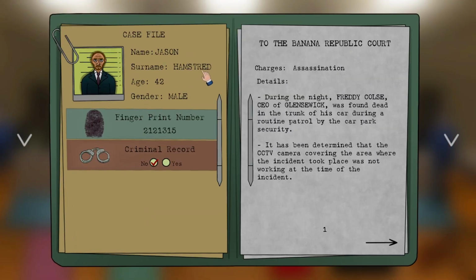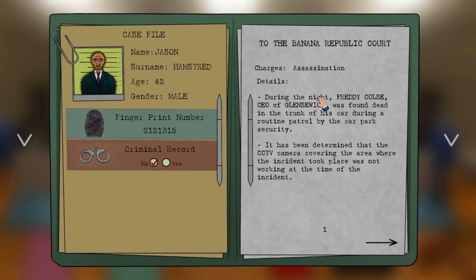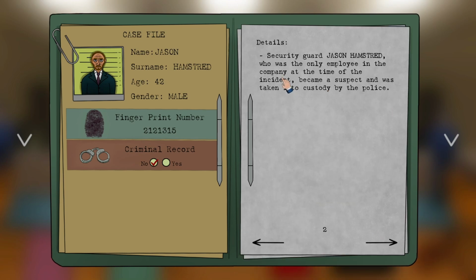We have Jason Hamstred. He's a 42-year-old male, no criminal record. Assassination! During the night, Freddie Coles, CEO of Glenswick, was found dead in the trunk of his car during a routine patrol by the car park security. It has been determined that the CCTV camera covering the area where the incident took place was not working at the time of the incident, unfortunately. Security guard Jason Hamstred, who was the only employee in the company at the time of the incident, became a suspect and was taken into custody by the police.